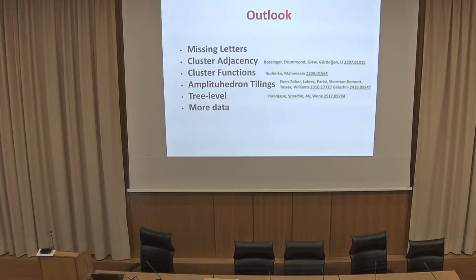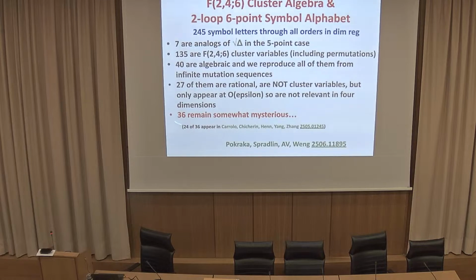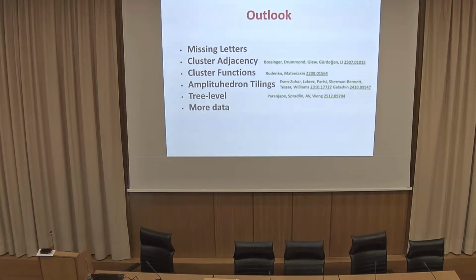But let me just give you some of the outlook. I really tried to explain only a little part of it, but a lot more has been done. Of course, we've been talking about this set of singularities, just the letters. First, there's still a puzzle. We got all but 36 out of 245. We still have the remaining 36 that are mysterious. It's important to understand them.